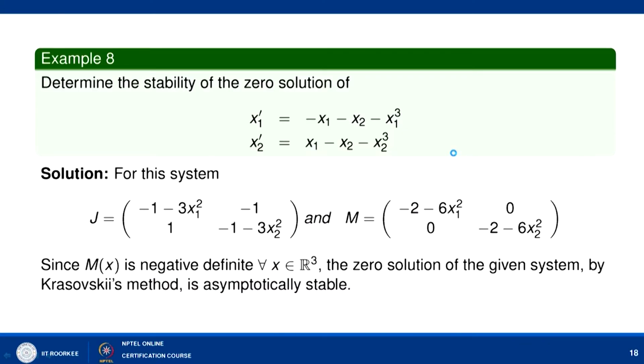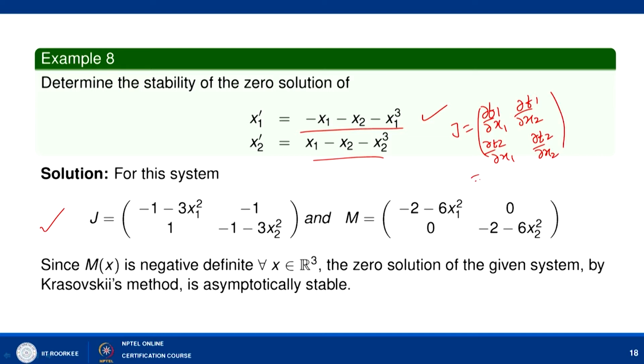And let us take one example based on this. Determine the stability of the 0 solution of x1 dash equal to minus x1 minus x2 minus x1 cube and x2 dash equal to x1 minus x2 minus x2 cube. So, we can find the Jacobian J here. The Jacobian is basically del F1 by del x1, del F1 by del x2, del F2 by del x1, del F2 by del x2.